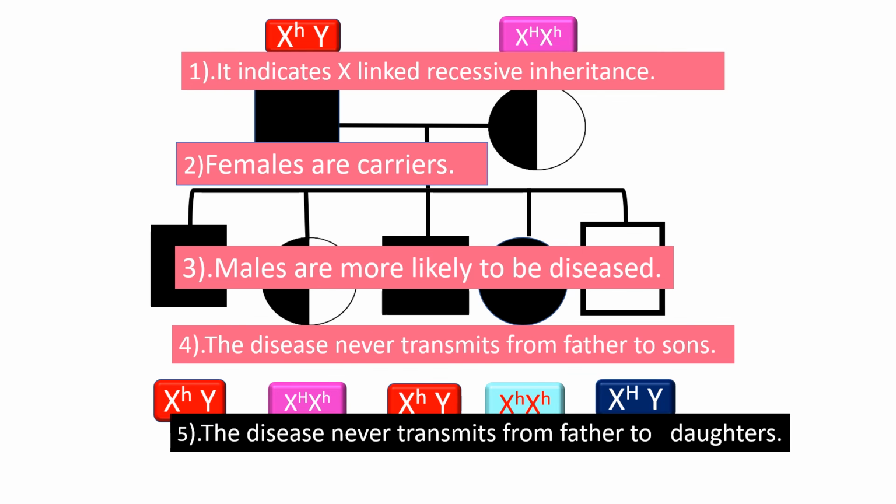But statement 5 is incorrect, because the disease can be transmitted from father to daughters, since daughters get one X chromosome from the father. Answer 5.